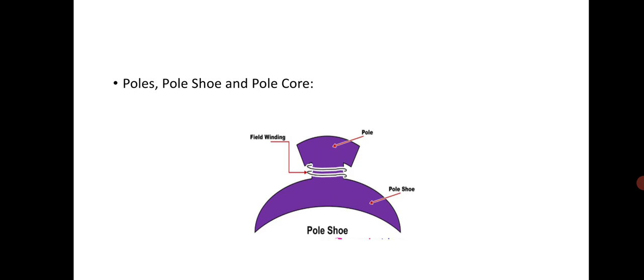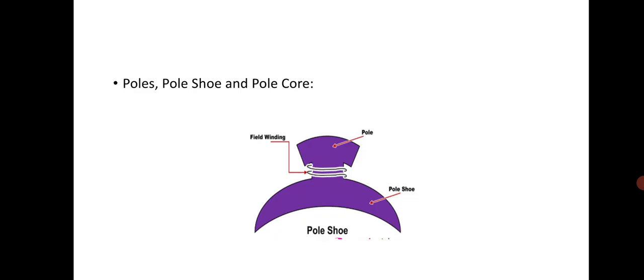What are the parts present here? Field winding, then pole shoe, pole, right? Then what is the purpose of this pole shoe? Why are these poles used? Because if we use poles, they produce the magnetic flux. When it produces magnetic flux, the field winding is excited by DC supply voltage, not for AC supply, DC supply. While applying DC supply, the magnetic flux is produced.